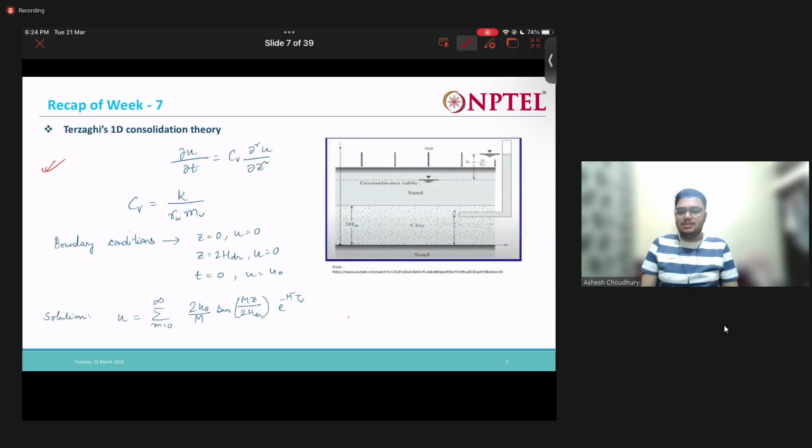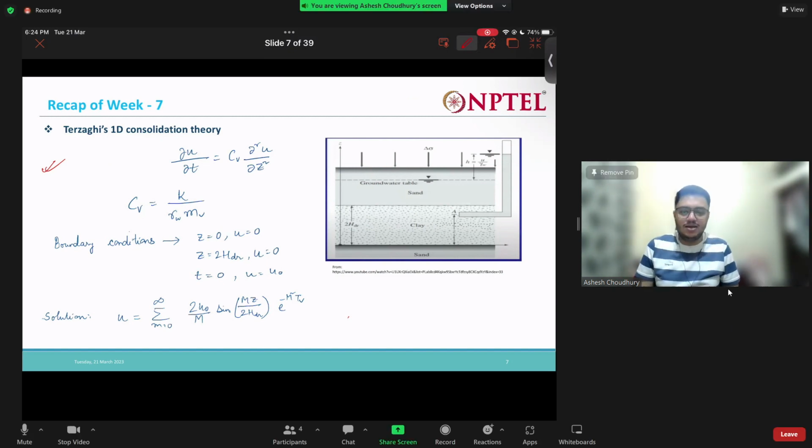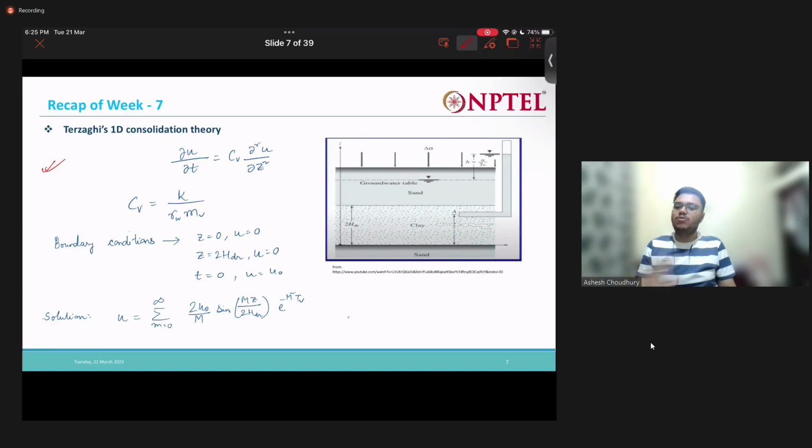So next, this was all about the settlement part. The next thing we study is the one-dimensional consolidation theory, which deals with time. Now the time comes into the picture. Till now we were only bothered about the settlement, the ultimate settlement of our soil. Now the question is how much time will be required for the soil to reach, say, 50% of my ultimate settlement.